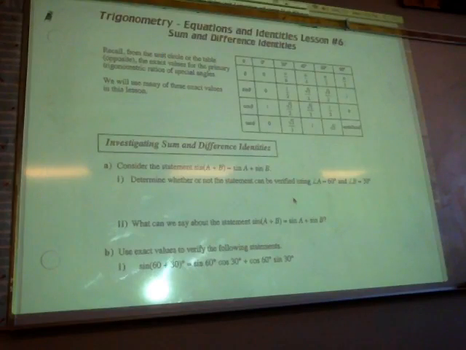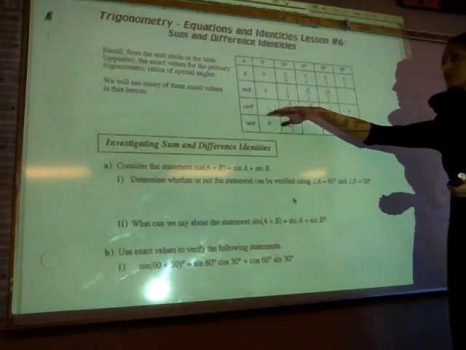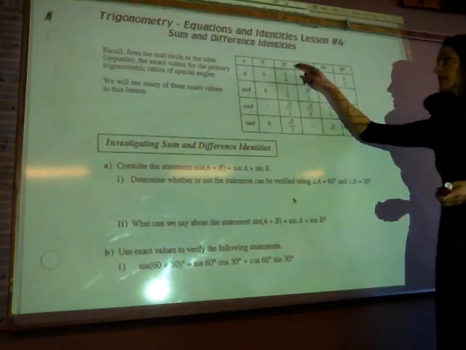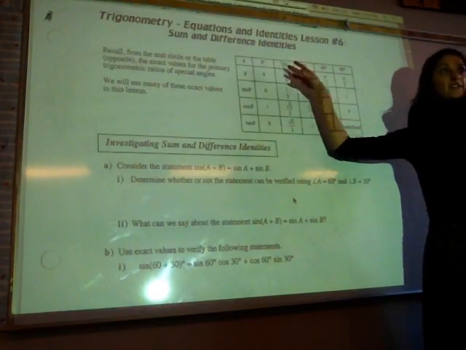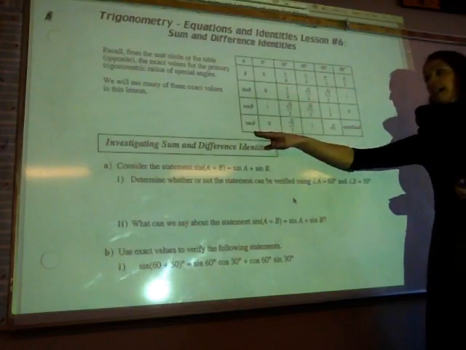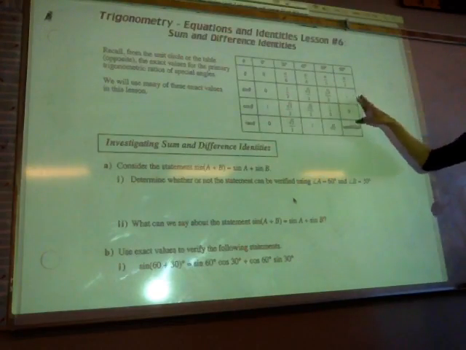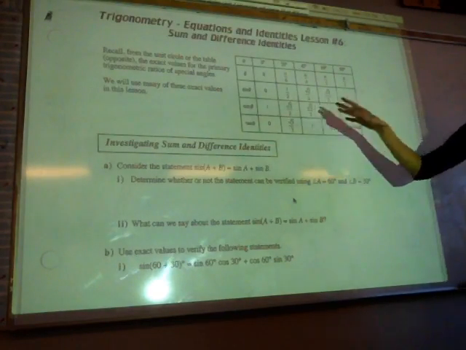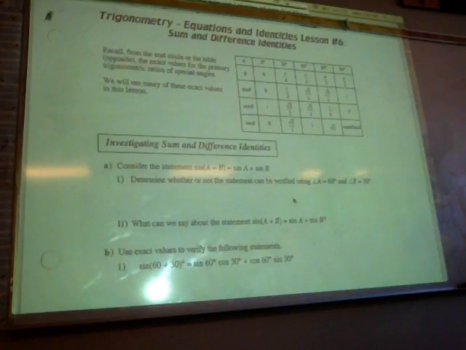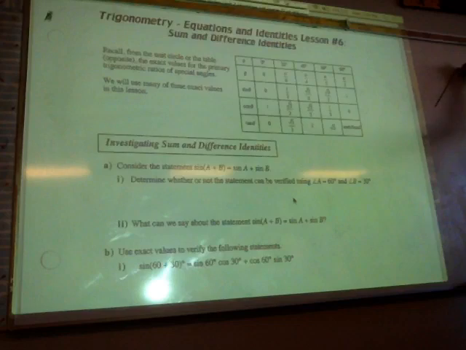Special triangle. So from the unit circle and special triangles, we could develop values for sine at certain degrees, or cosine at certain values, and tan at certain values. You don't have to memorize this table. All you have to do is be able to draw the special triangle. So we're just going to review what the special triangles are.